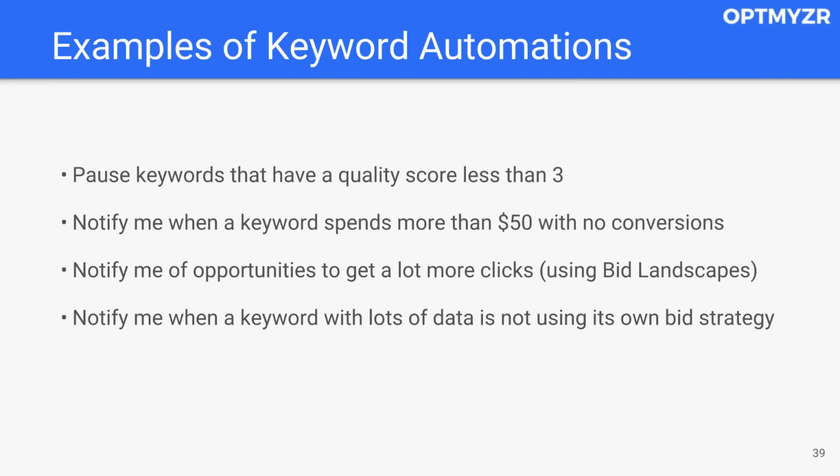And then the third one is actually kind of a cool one. Notify me of opportunities to get a lot more bid-based data. So you could literally say, if I were to raise my bid by just 10%, would that give me a significant boost in terms of the number of clicks? And if that's the case, send me an email. So basically sending you a notification about a great optimization opportunity.